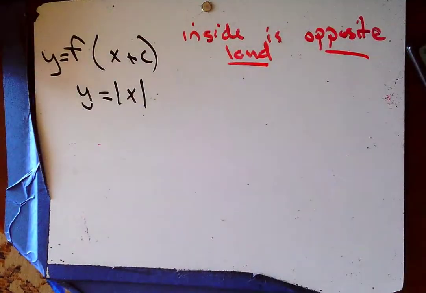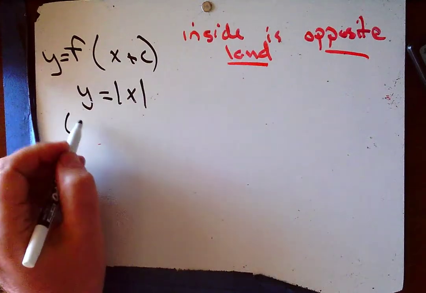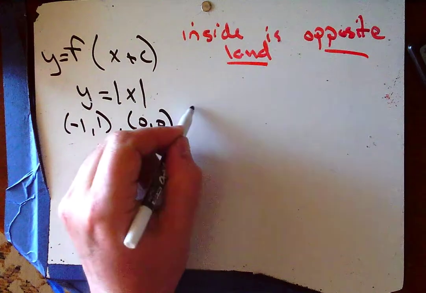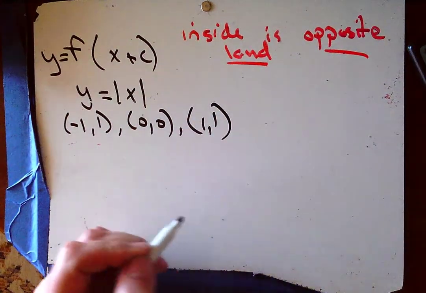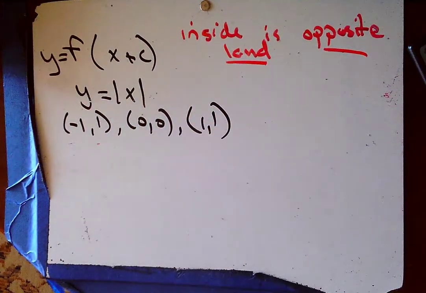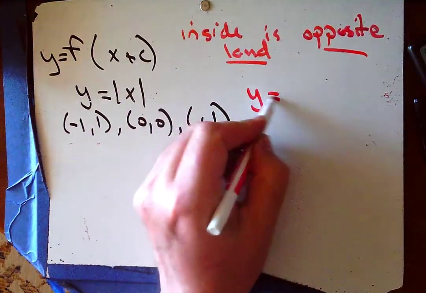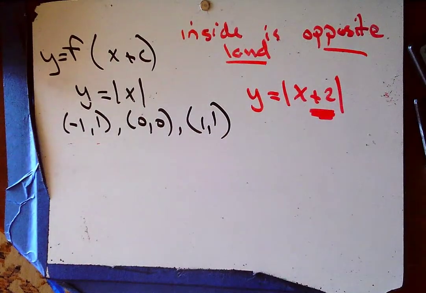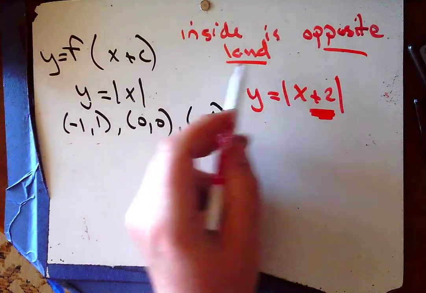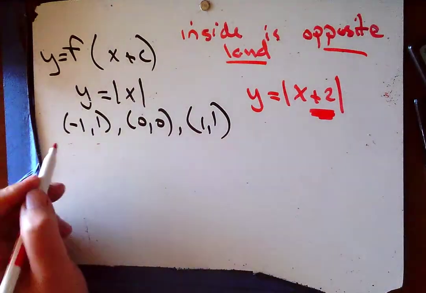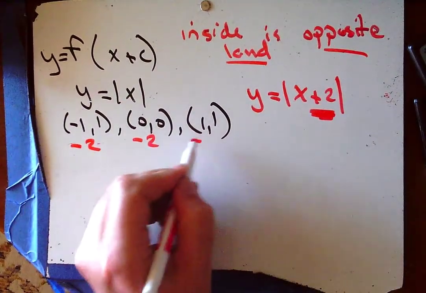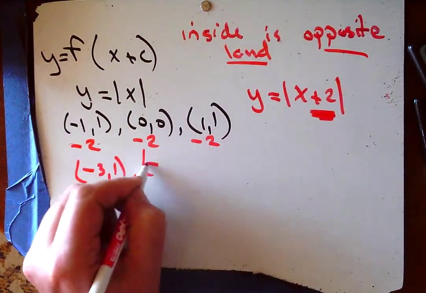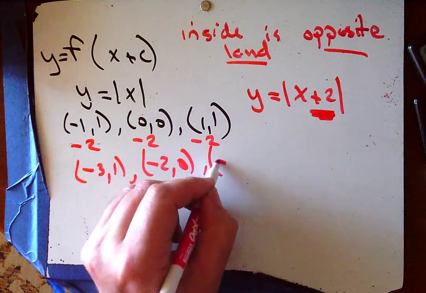How do we carry it out? No problem. We'll start with those reference points: (-1, 1), (0, 0), (1, 1). And when we think about graphing y equals absolute value of x plus 2, I know that inside affects x's and is opposite land. So I'm not going to add 2 to all the x's. I'm going to subtract 2 from all the x's. So my new points will be (-3, 1), (-2, 0), (-1, 1).